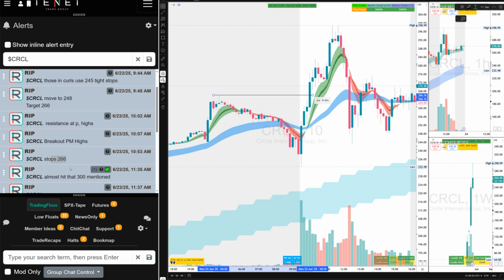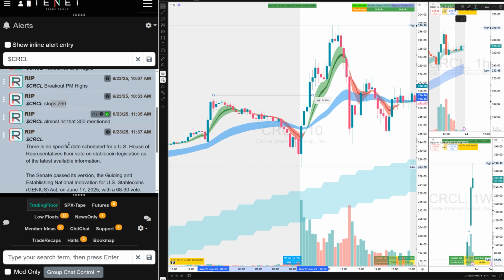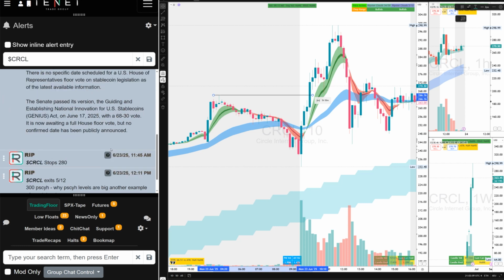But the point is to manage your risk. You see how we moved the stops to 266, and then the 300 target hit. And then the stops were 280. I did tell the traders that you can't have $2, $3, $4, $5 stops on Circle. It has a big range. You cannot size crazy. It doesn't mean you have a $1 million account and you buy 1,000 shares. That's not how it works. You buy a few hundred shares.